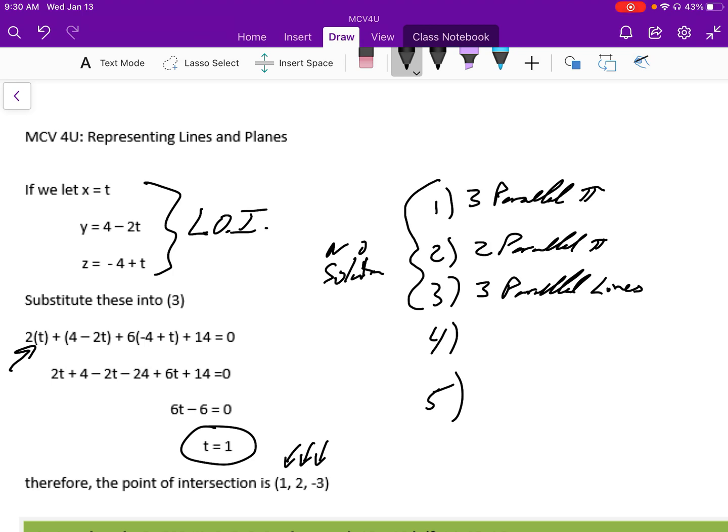This one, one line of intersection. We have a solution, right? One line of intersection, one point of intersection, solution, right?